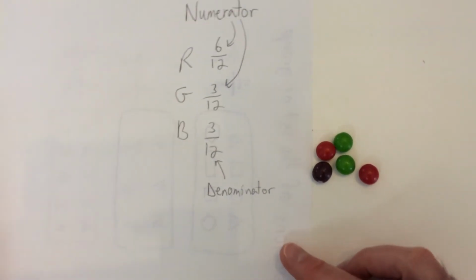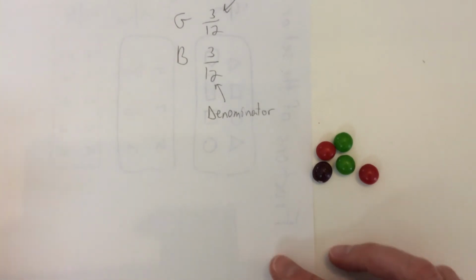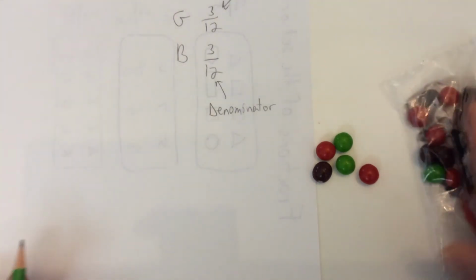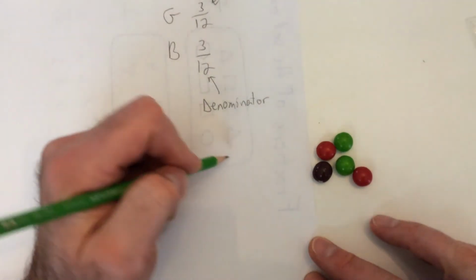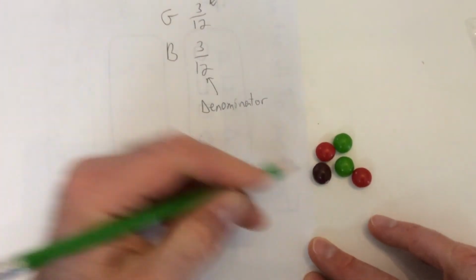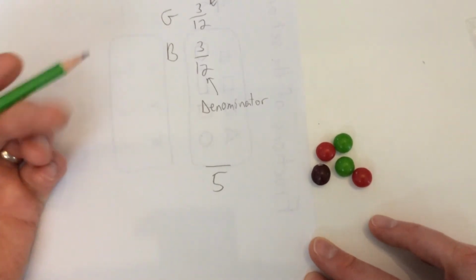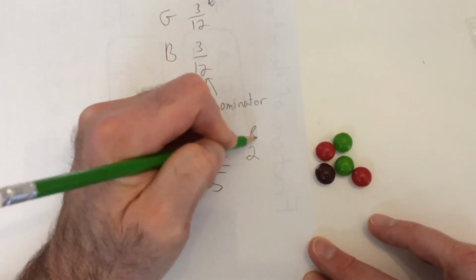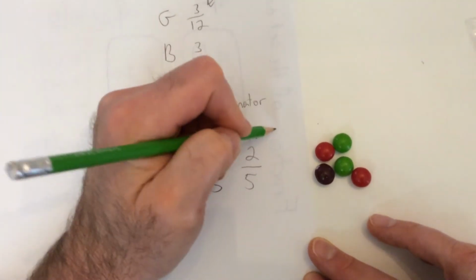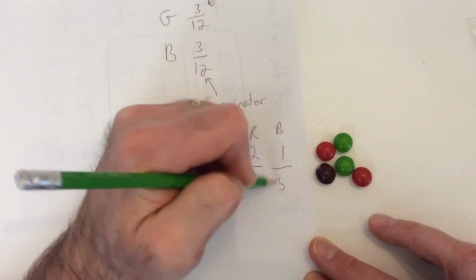Now what I'm going to do is I'm just going to write a fraction for the 5 I pulled out. I'm not going to worry about the others that are in the bag. So that's not part of this group or this set. So this 5. So my denominator is 5. There's 5 total. And then I can write a fraction for the green ones, 2 out of 5. I can write a fraction for the red ones, 2 out of 5. And write a fraction for the brown ones, 1 out of 5.